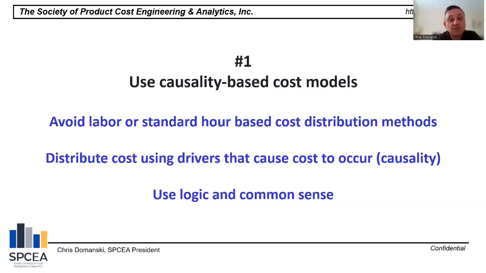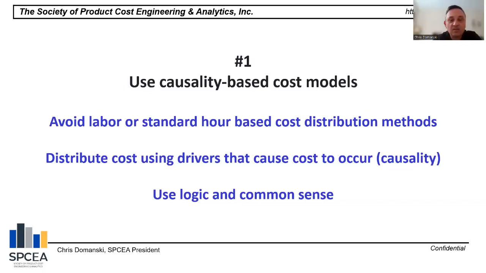And so things like using labor-based cost distribution methods or standard hour-based cost distribution methods lead to very inaccurate data. And really, what you need to do as a company is learn how to distribute costs using drivers that cause cost to occur. Sorry, that's hard to say, which is causality. It's the drivers that drive the cost that need to be used in order to understand what cost goes to what products.